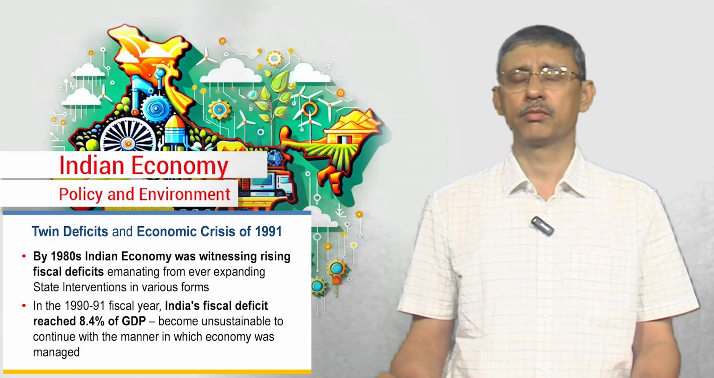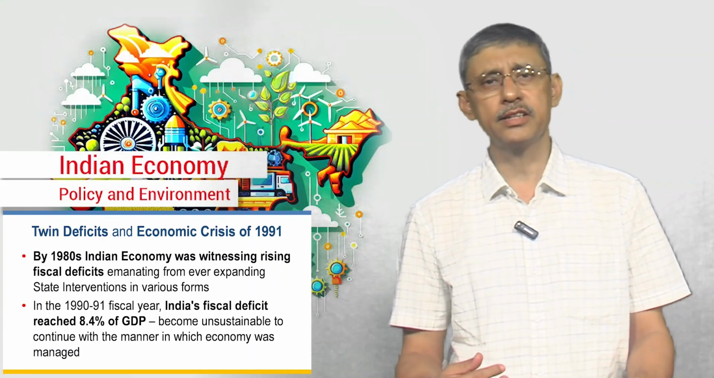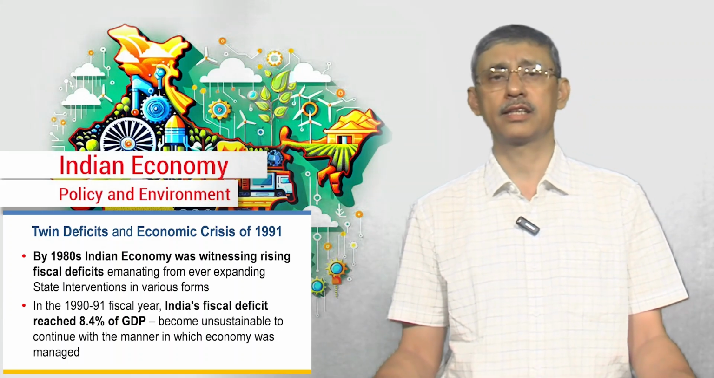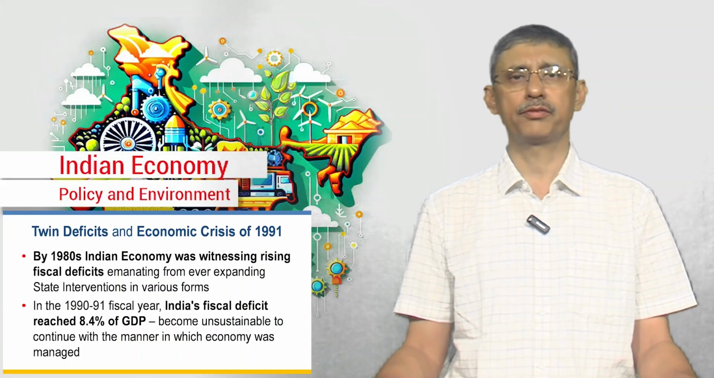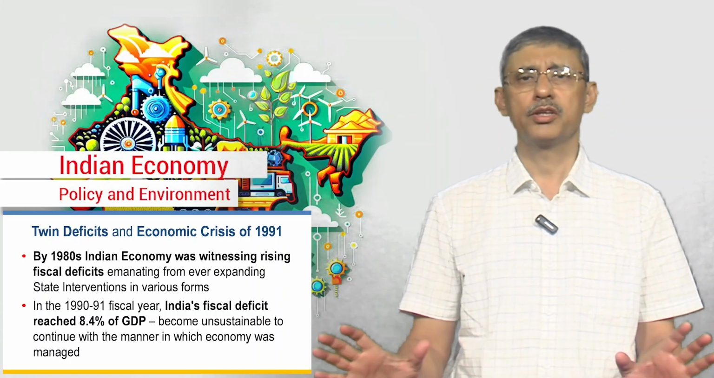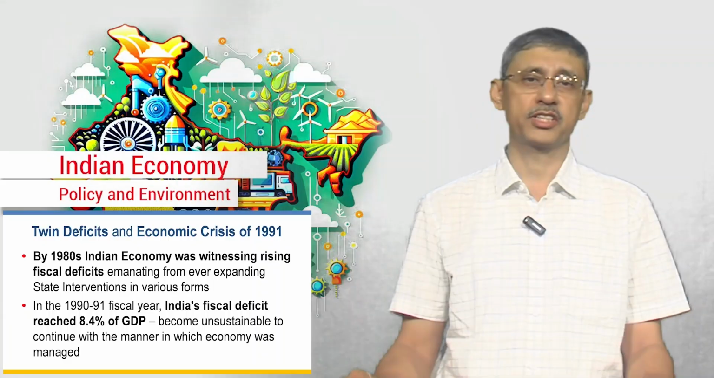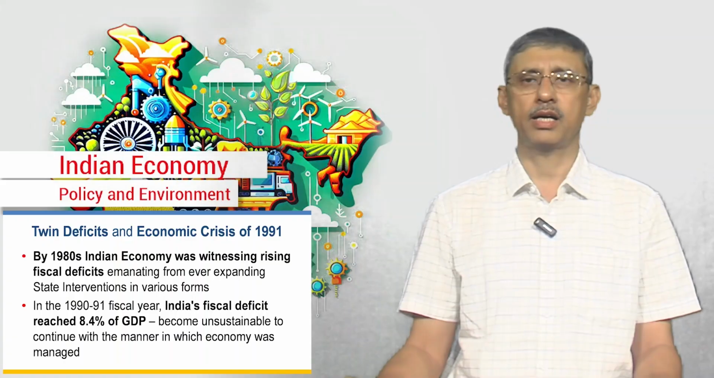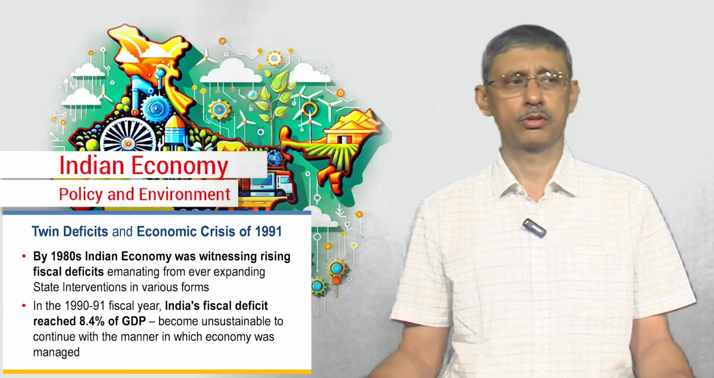And that was a problem which was built up during the 80s, and then finally it reached a level which is unsustainable. For instance, in 1990-91, India's fiscal deficit reached 8.4% of GDP, and this became huge because all throughout the deficit had been around 5%, 6%, and when it went up to around 9%, it became unsustainable to continue with the manner in which the economy was managed so far.